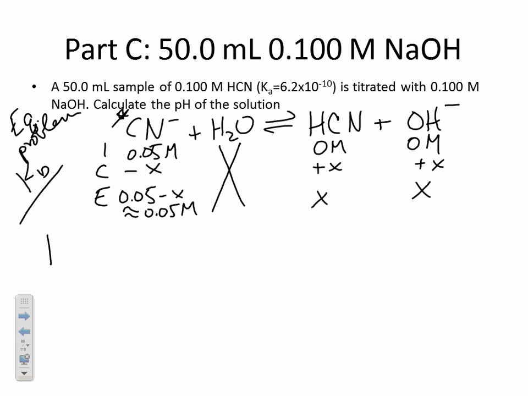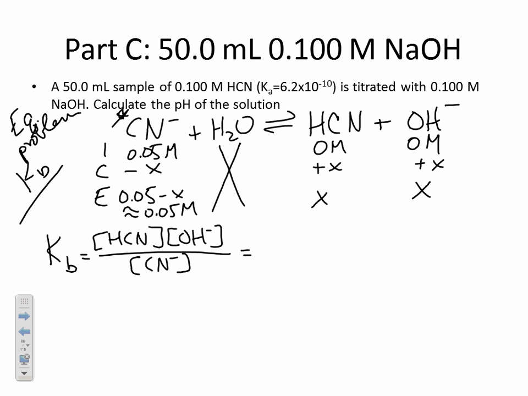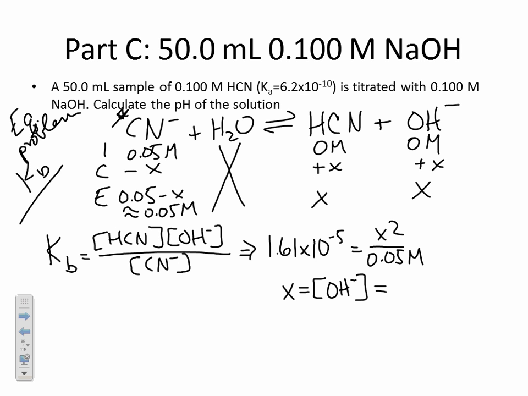I'm going to go to my Kb expression. So this is HCN times OH minus over cyanide ion concentration, and then I'm going to start simply plugging in numbers. So my Kb value, which we worked out previously, 1.61 times 10 to the minus fifth, is equal to x squared over 0.05 molar, and then you're simply solving for x. So in this case, x, which is equal to the hydroxide ion concentration, is 8.98 times 10 to the minus fourth molar.